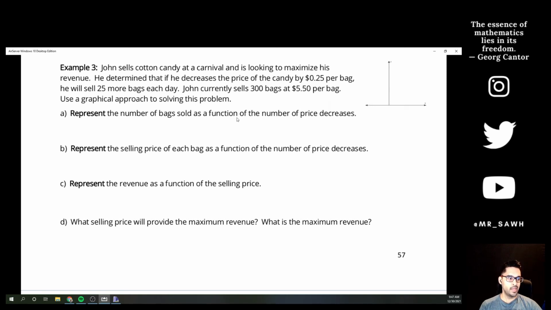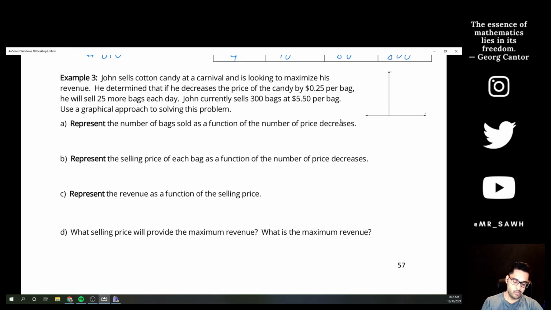So number of bags sold as a number of price decreases. So that's my variable defined for me already. X is the number of decreases to that price.